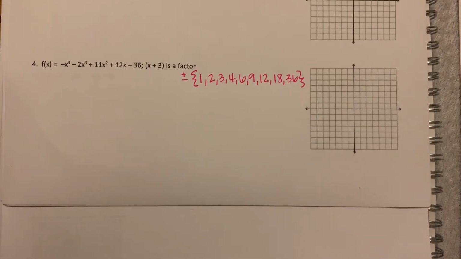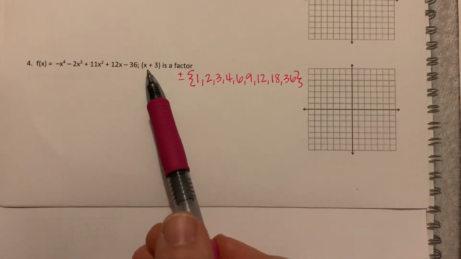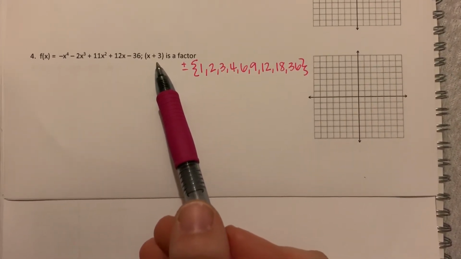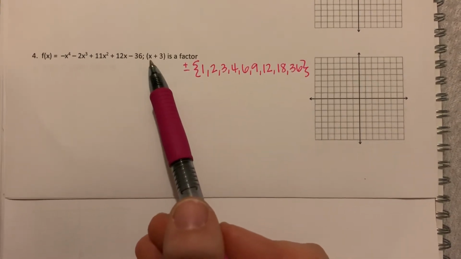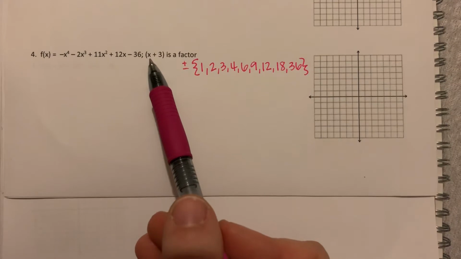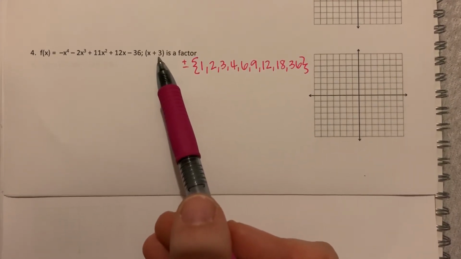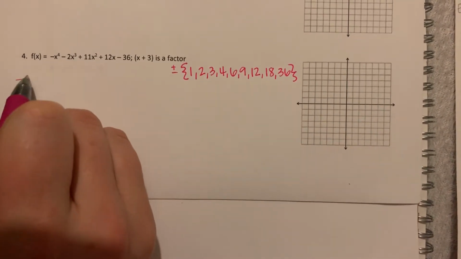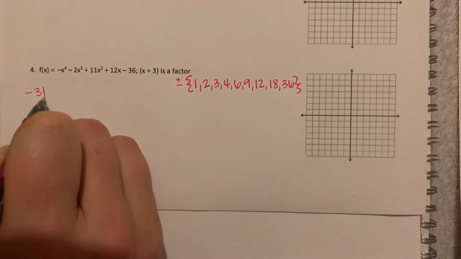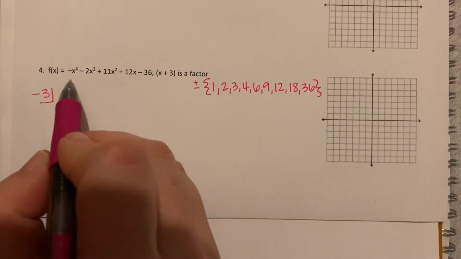I've already worked out this problem, so I know what is and is not going to work, and also this is giving me a hint telling me that x plus 3 is a factor. Okay, if it tells you what is a factor, change the sign on this, and that's what you're going to use for your synthetic division. So if it's x plus 3, the thing that I need to use for synthetic division is going to be -3.